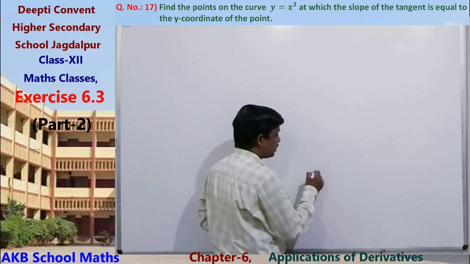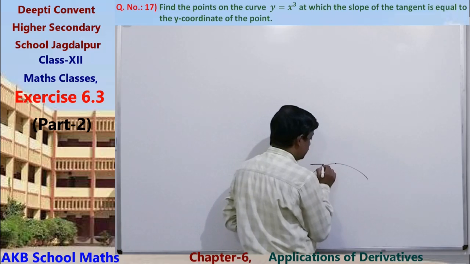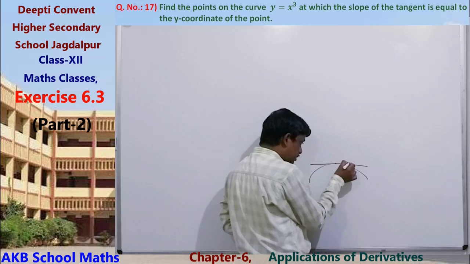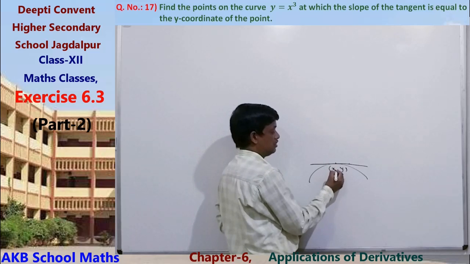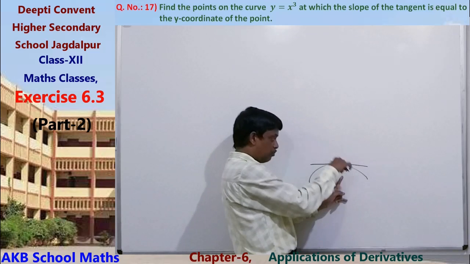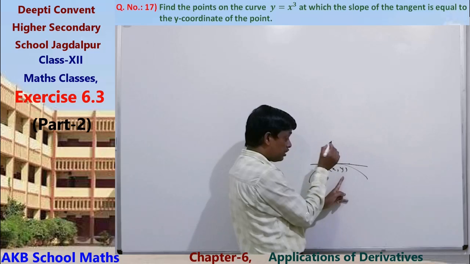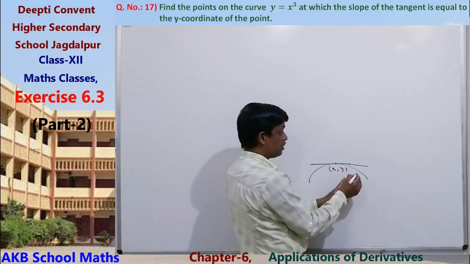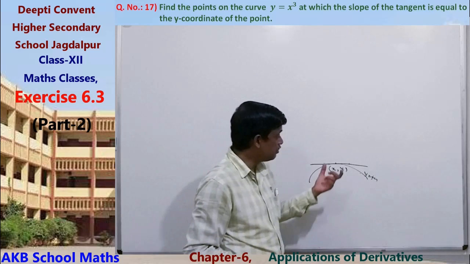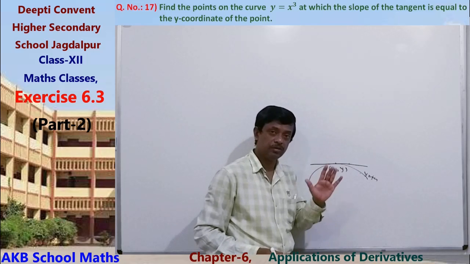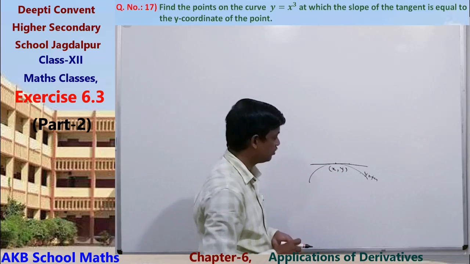Means if this is the curve, then we have to find the point where the slope of this tangent is equal to its y coordinate. Suppose the point is (x, y), then the y coordinate is y. The slope of this tangent will be equal to y. The slope of the tangent is given by dy by dx, where y equals f(x) is the curve. So we will take the derivative, that is, the slope of the curve at this point is equal to y, and solving we can get the points.